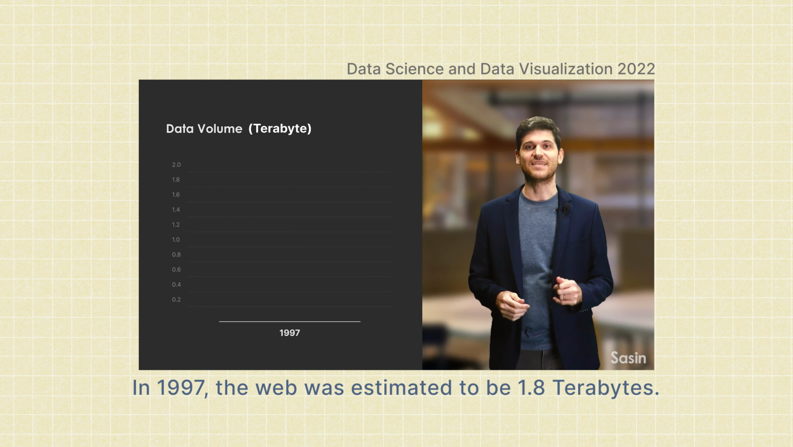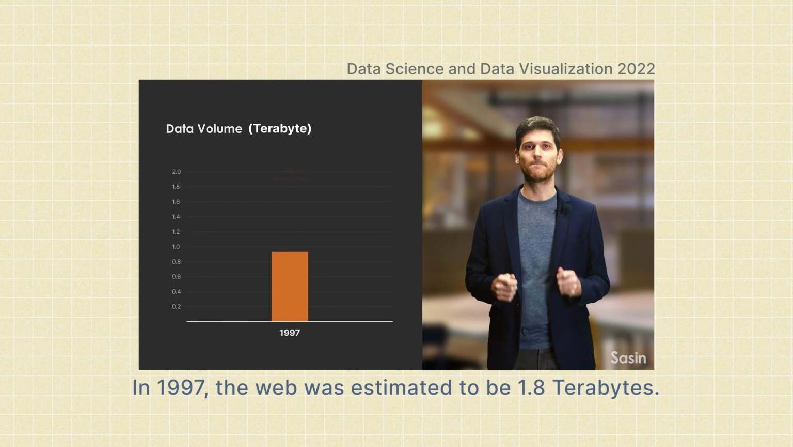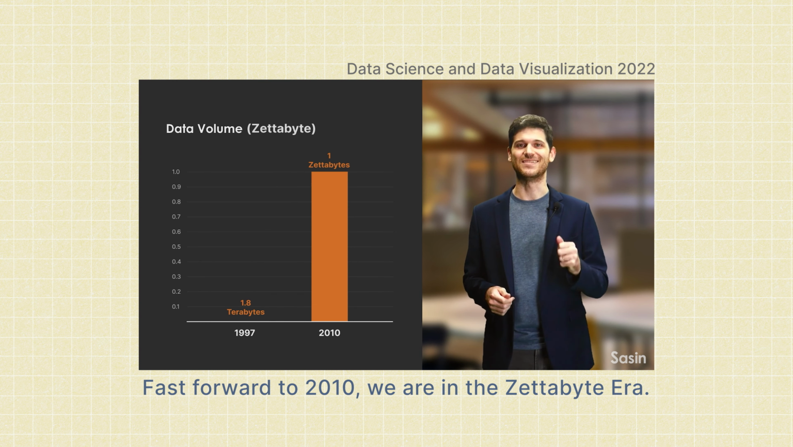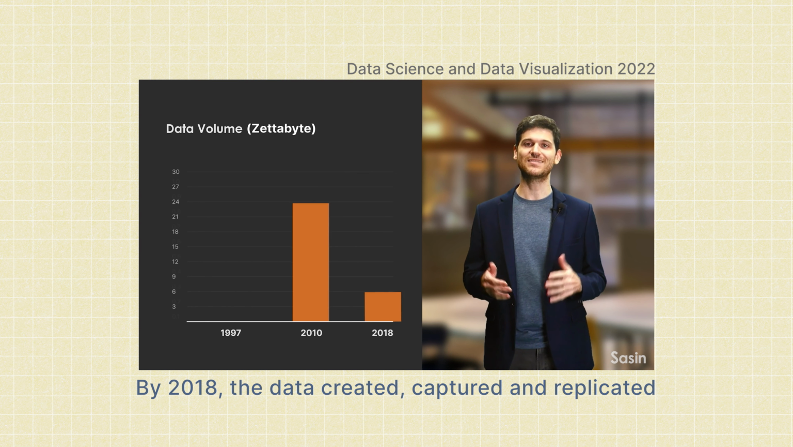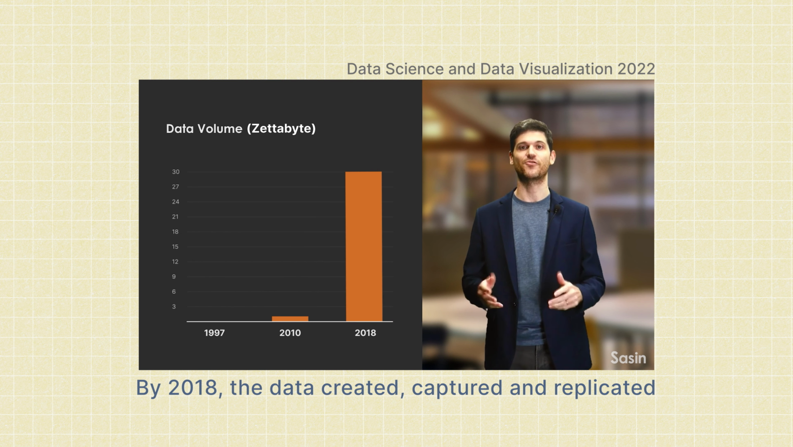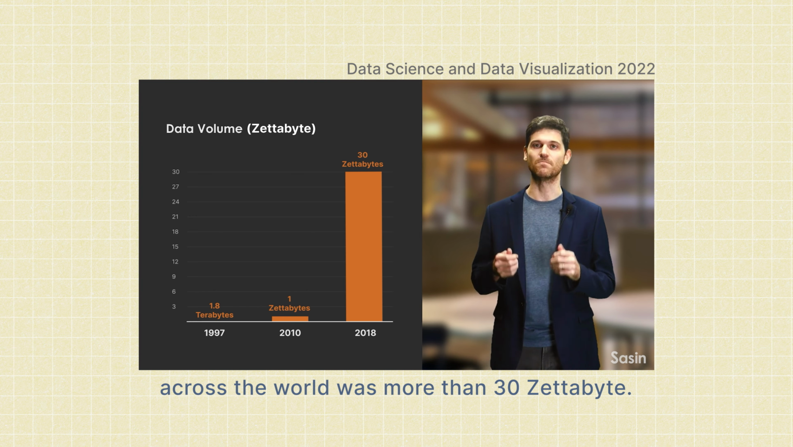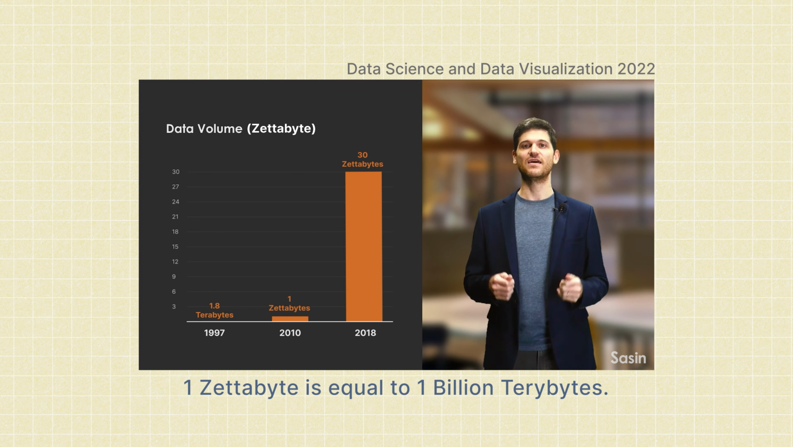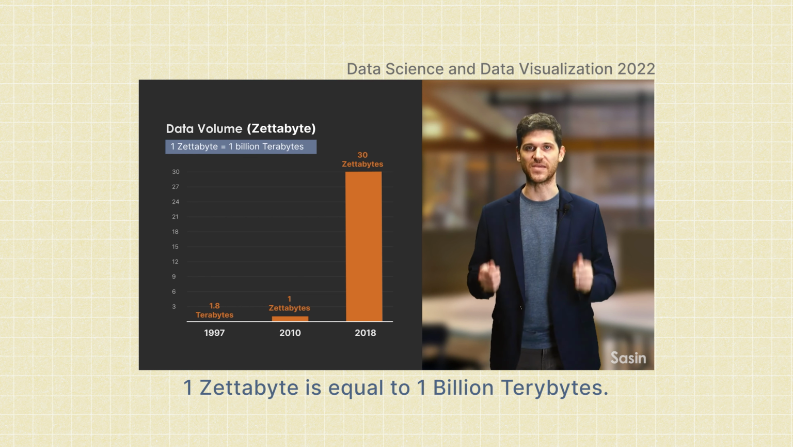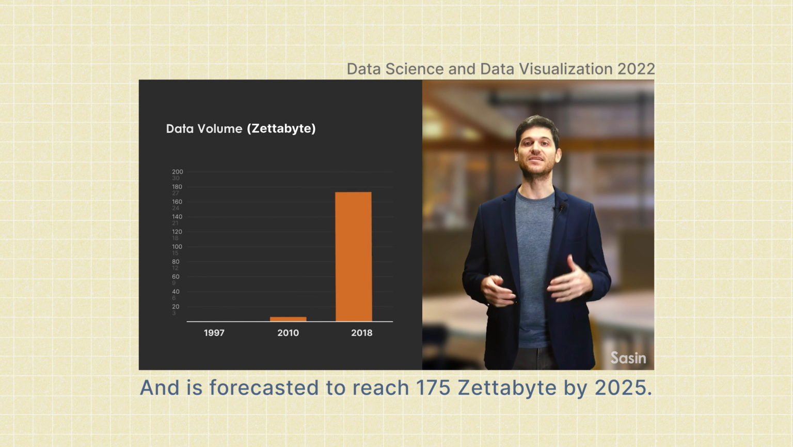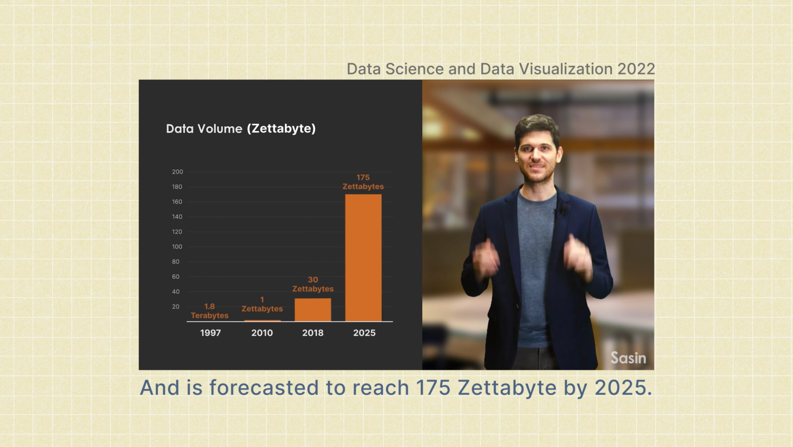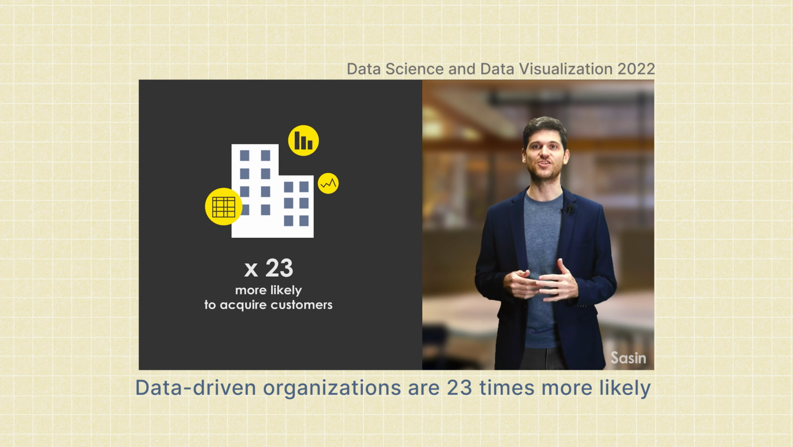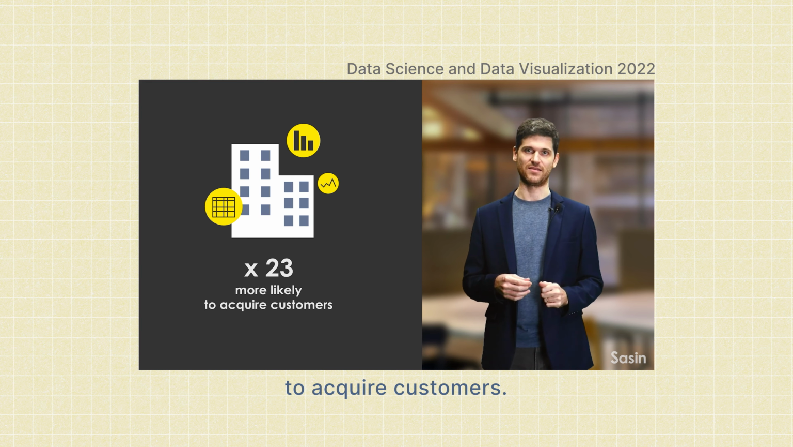In 1997, the web was estimated to be 1.8 terabytes. Fast forward to 2010, we are in the zettabyte era. By 2018, the data created, captured, and replicated across the world was more than 30 zettabytes. To put this into perspective, 1 zettabyte is equal to 1 billion terabytes, and is forecasted to reach 175 zettabytes by 2025. Data-driven organizations are 23 times more likely to acquire customers.